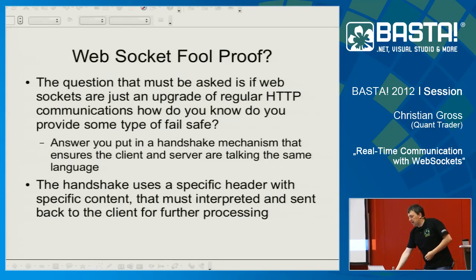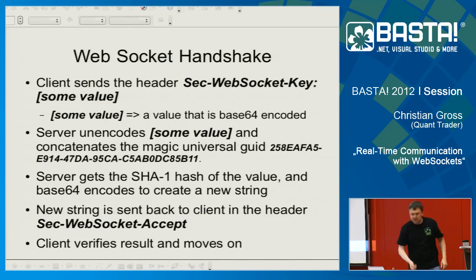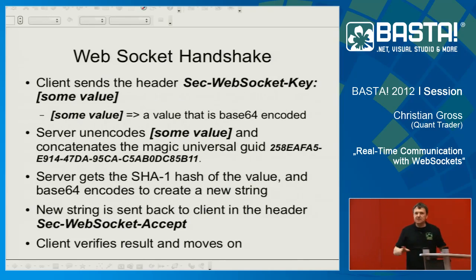At this point, I'd like to add, you don't actually implement this. This is already done in the toolkits, but you do need to know a little bit about it. Here's what happens. The client sends an additional header, Sec-WebSocket-Key, with some value. Really, it's some value. It could be, my dog is lucky. That's it, all right? That value is then base64 encoded and sent to the server.